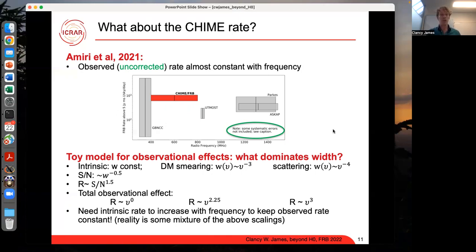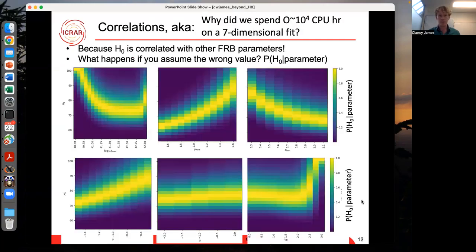Right? Now, if you have a toy model of those systematic errors, in particular, what is dominating the width of FRBs? Well, if the width is dominated by dispersion measure smearing in a band, then once you include the effects on signal to noise ratio and the consequent rate, even if the intrinsic rate is constant as a function of frequency, your observed rate will increase with frequency to the power of 2 and a bit. If it's dominated by scattering, it'll be even more. So you need an intrinsic rate that is increasing with decreasing frequency to compensate for these effects in order to keep this constant, right? So the rate of FRBs does increase at lower frequencies.